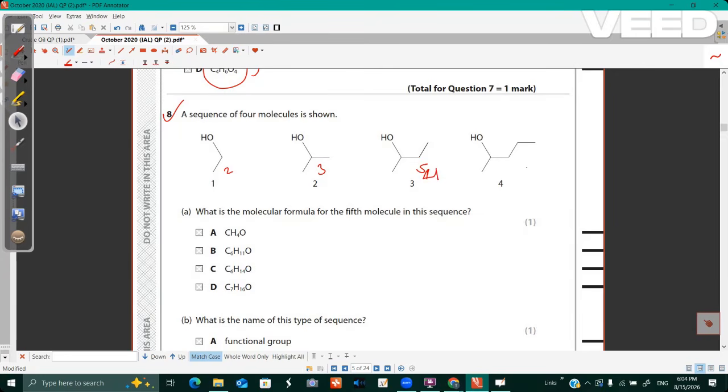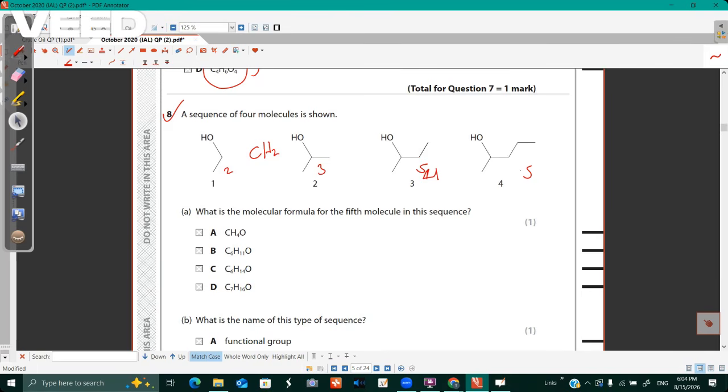4 carbons, 5 carbons. So actually, it's a homologous series. You can remember the difference between them is CH2. Homologous series of alcohols, same family. Homologous series. O level knowledge, not even A levels, right? Alcohol. What is the molecular formula of the fifth molecule?